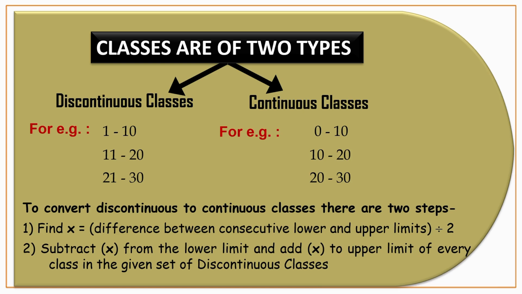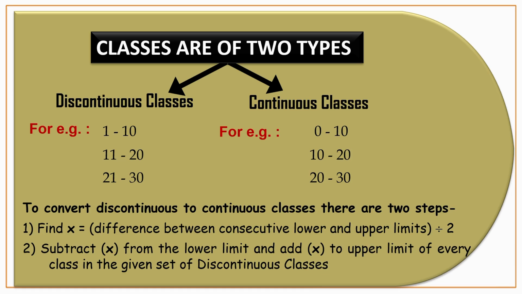Let me explain the difference between the consecutive lower and upper limit. If you take the discontinuous classes in this example, what is the difference between them? If we take the first class interval, which is 1 to 10, 10 is the upper limit over here. And what is the next class interval?